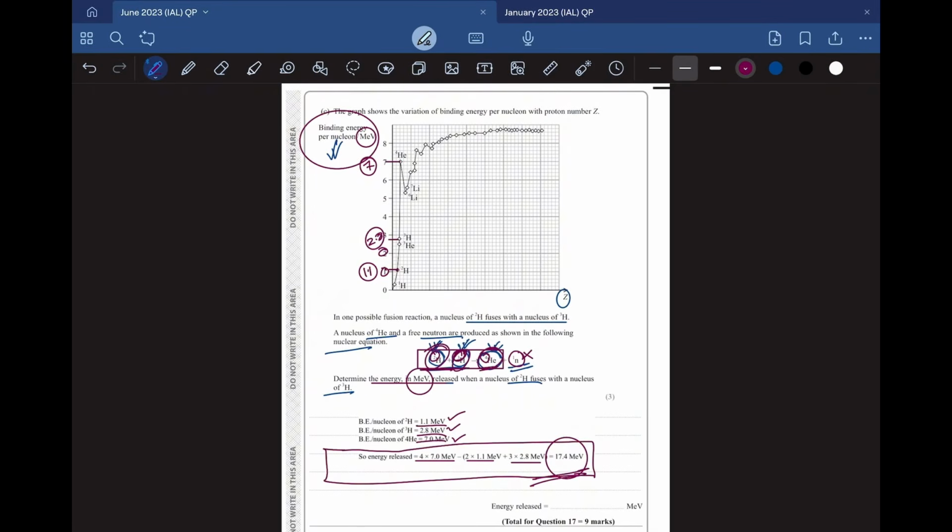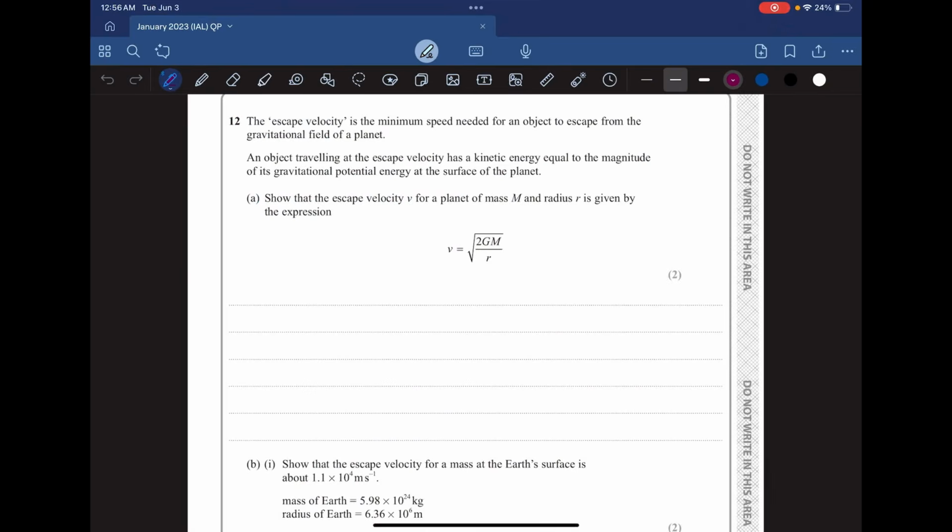Okay, but the thing is, this question was a bit different, that's why I have used this one to make you guys understand. If they didn't give the binding energy per nucleon, you can figure it out from the graph. Now let's move on to another tricky question as well as a common one.